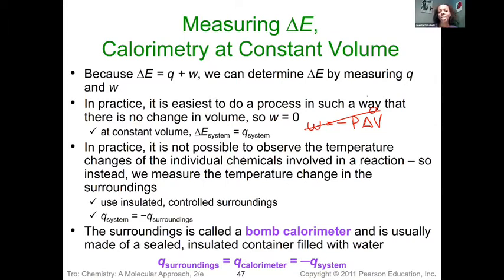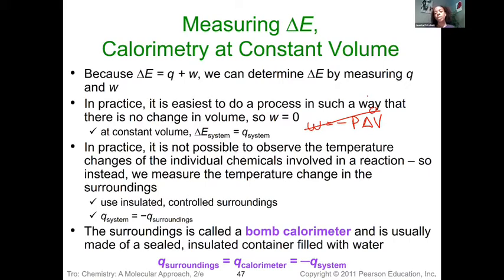Now, in practice, it's nearly impossible to observe the temperature changes of the individual chemicals or molecules involved in the reaction. So instead, we monitor the temperature change of the surrounding area and use that to infer what happened in the system. Again, the system is the thing that we're studying. The surroundings is everything outside of it. So we're going to place a thermometer in this insulated environment and see what happens in the surroundings. Whatever happens in the surroundings is going to be equal but opposite to what happened in the system or the reaction itself.